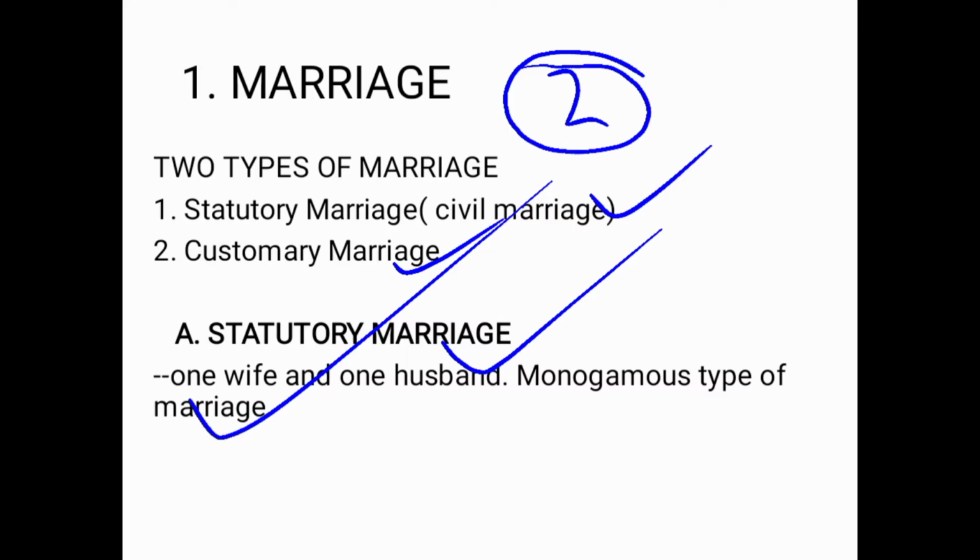What is a statutory marriage? This is a marriage which comprises only one wife and one husband for life, with an exclusion to others. It's a monogamous type of marriage, mono means one. So under statutory marriage, you are not allowed to marry more than one wife. That's what a statutory marriage is.